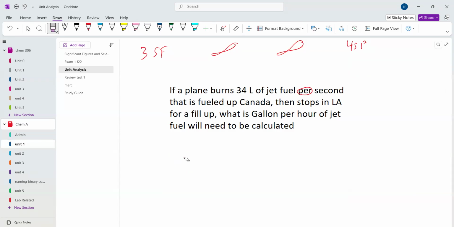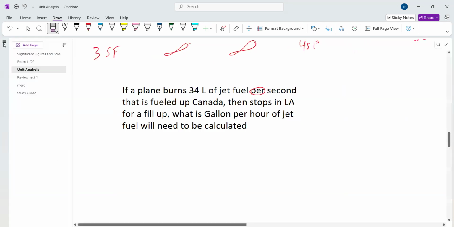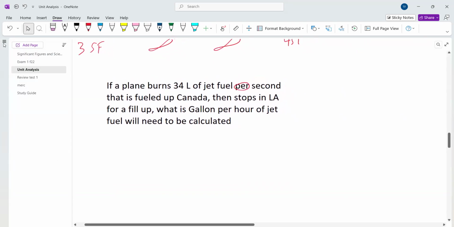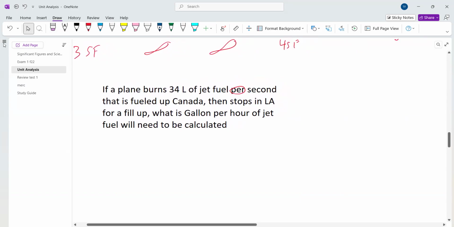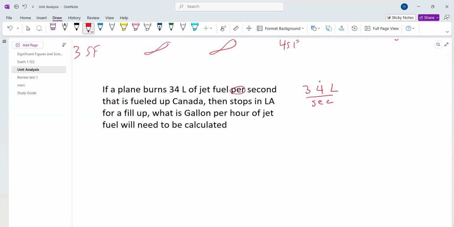Okay, so now I'm going to show you a way that a lot of students like. What they do is they put the conversion factors available to them on the right. So this is the first one we're going to come to. Okay, remember all conversion factors have an inverse. Okay. All right. And they want you to calculate gallons per hour.